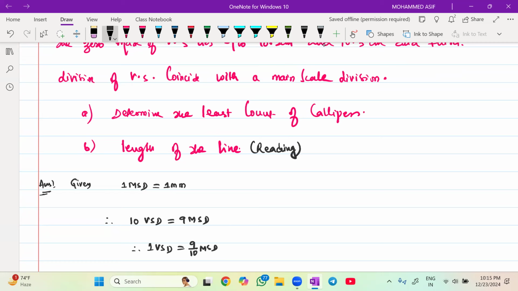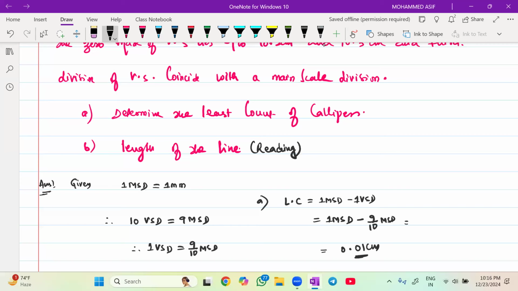First question is asking me the least count. What is the least count formula? Anyone? The least count is 1 MSD minus 1 VSD. So that is equal to 1 MSD minus 9 by 10 MSD. So what is this coming out to? Can anyone tell me? 1 MSD is common, so 1 minus 9 by 10. Before only we did this one. It is 0.01 centimeters. Am I clear?